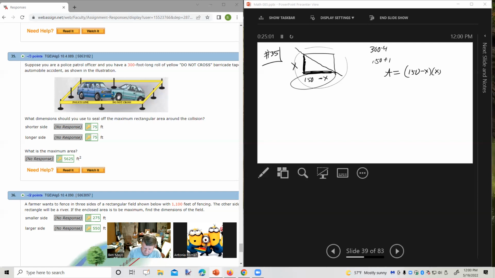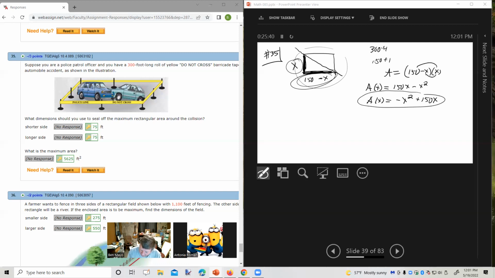I'm going to use function notation. So I'm going to say A of X equals 150X minus X squared. I'm going to rewrite it in standard form, negative X squared plus 150X. So here is the function that represents the graph where X is the value there and A of X is the area. We want the dimensions, so we want to find out what those are that maximize the area.